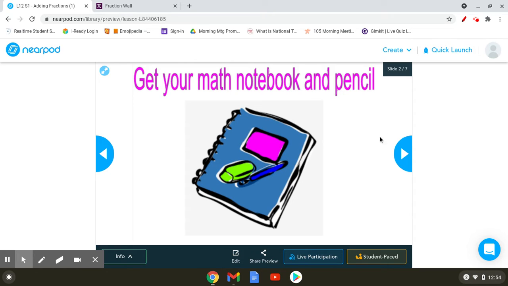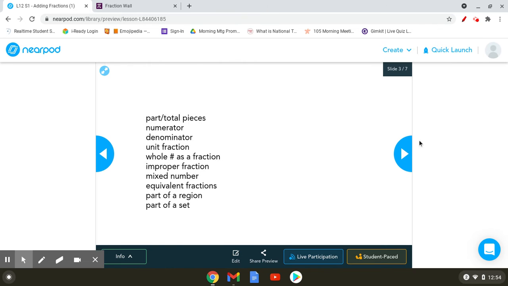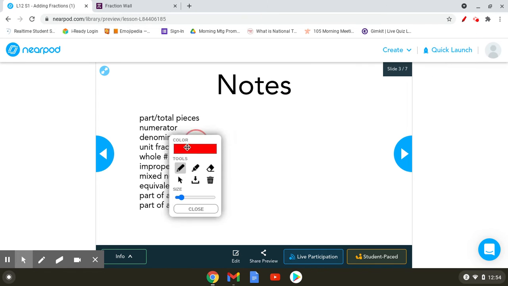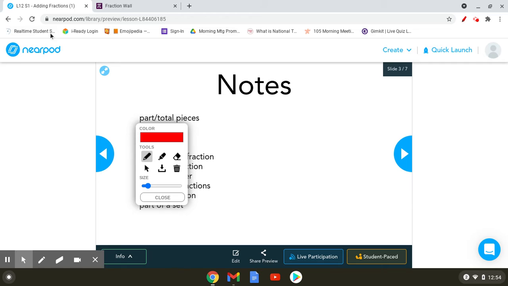All right. So in your notebooks, we are going to go through a lot of these terms that you see here. So get your pencils ready and let's get going. So the first thing that I want you to write down in your notebook is the title fractions. All right, so the title of our notes today, fractions. We are going to go through some basic fraction vocabulary and concepts just to get your mind ready for where we're going with our new lesson.